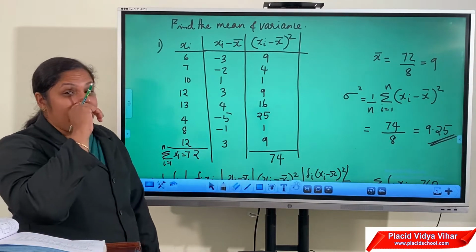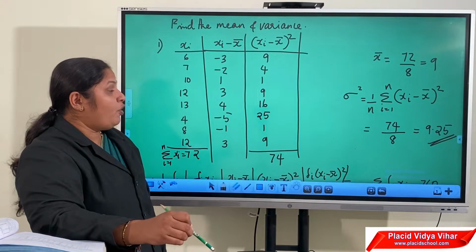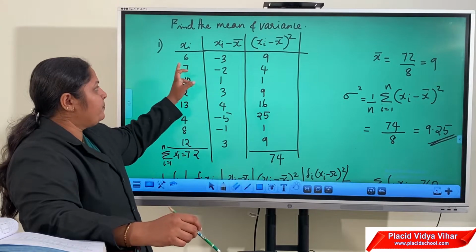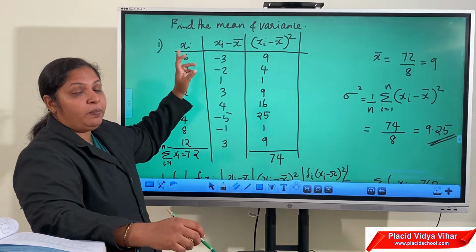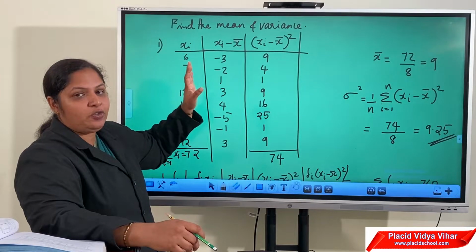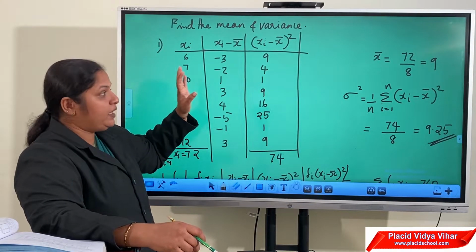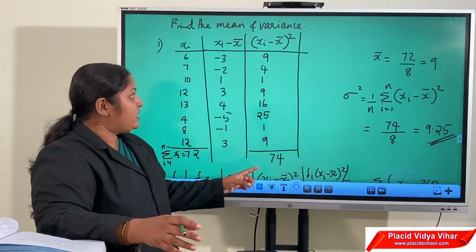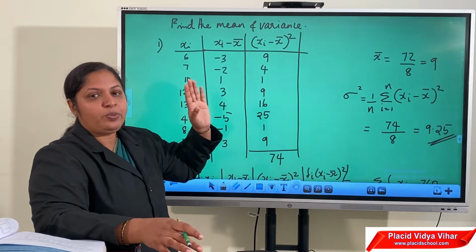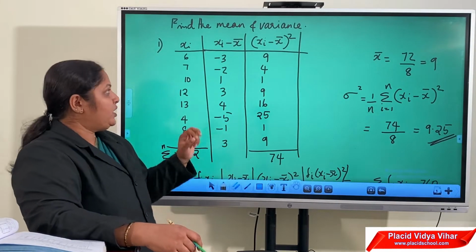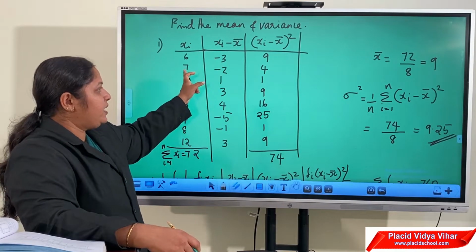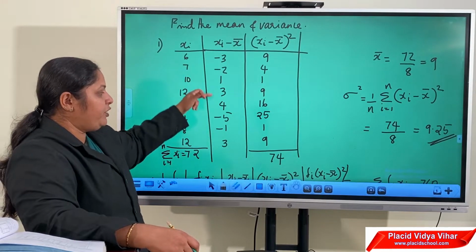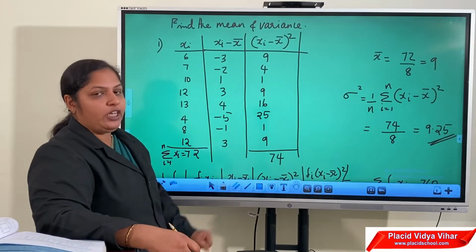Sum of all the observations is 72 and the number of observations is 8, and the mean is obtained as 9. Now we have to take deviations of each and every observation from this mean, that is xi minus x bar. 6 minus 9 is minus 3. In mean deviation we used to take absolute values, that means we didn't consider the sign. But here in standard deviation, or to find the variance, we are not considering the absolute values. Instead we are squaring it to get a much more accurate measure of dispersion. So 6 minus 9 is minus 3, 7 minus 9 is minus 2, 10 minus 9 is 1, 12 minus 9 is 3, and similarly we find all the deviations, and square the values in the next column.